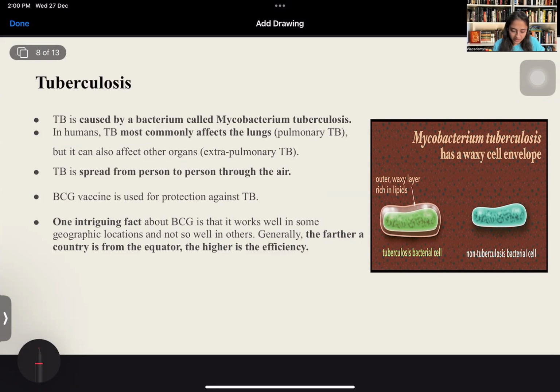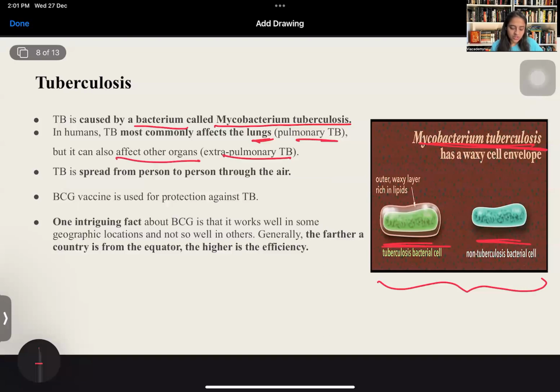Tuberculosis is caused by a bacterium, which is called Mycobacterium tuberculosis. You can see how tuberculosis-infected and non-infected cells look like. In humans, mostly TB affects the lungs, which is known as pulmonary TB, but it can also affect other organs, which are known as extrapulmonary TB. Now, TB is spread from person to person through air, so it's a communicable disease. And the BCG vaccine is used to protect against TB.